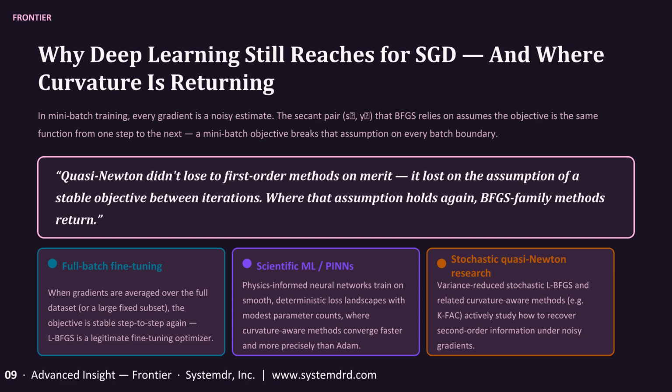That's the real reason first-order methods, SGD, Adam, and their descendants, dominate deep learning. They're built to tolerate exactly this kind of noise. Here's the way I'd put it. Quasi-Newton methods didn't lose to first-order methods on merit. They lost on an assumption, a stable objective between steps that stochastic training violates by construction. And where that assumption holds again, they're coming back. Full batch fine-tuning, physics-informed neural networks and other scientific ML settings with smooth deterministic losses and modest parameter counts, and active research into variance-reduced stochastic quasi-Newton methods and related curvature-aware approaches like KFAC that are explicitly trying to recover second-order information even under noisy gradients.